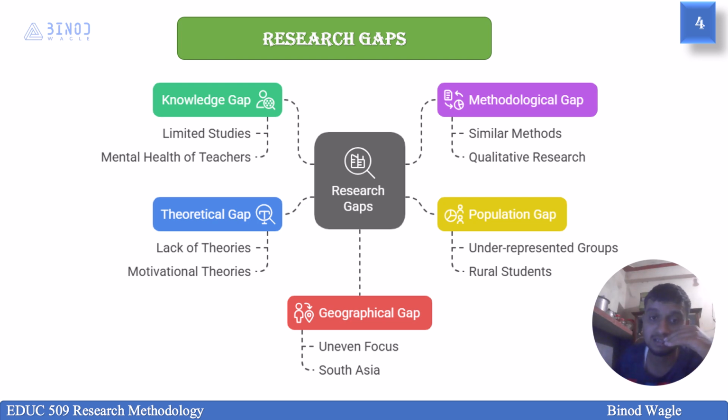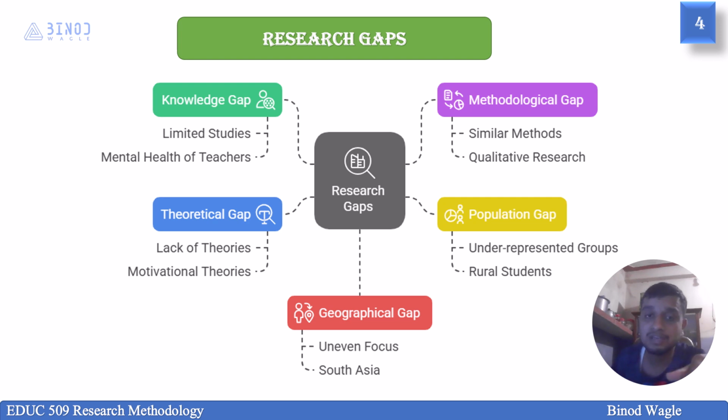The first one is the knowledge gap, as you can see in these slides. A knowledge gap is a topic or issue that lacks enough resources. For example, limited studies on the mental health of rural school teachers. Another area, such as the urban area, might be the research gap.